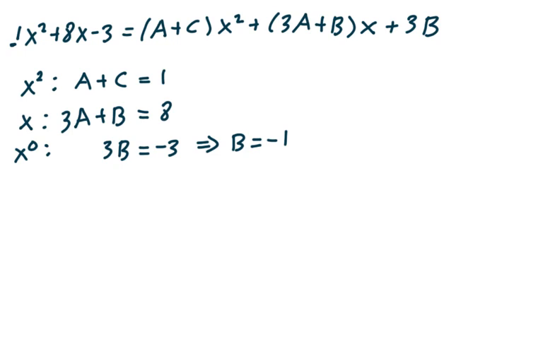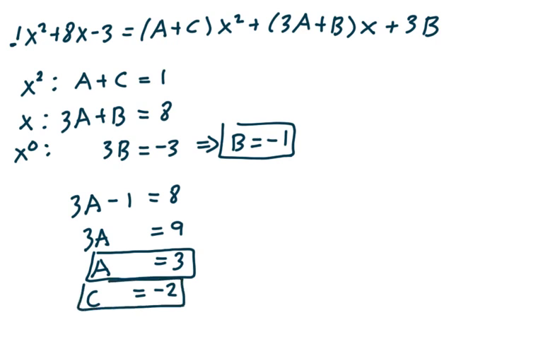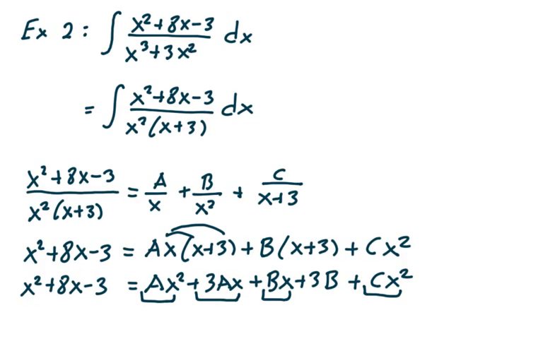And then it's just a trickle-down effect. So 3A minus 1 equals 8. 3A equals 9, and then that tells me A is 3. But if A is 3, that tells me C must be negative 2. So we have B is negative 1, A is 3, and C is negative 2. And so now, I'm going to use this and plug the values for A, B, and C in.